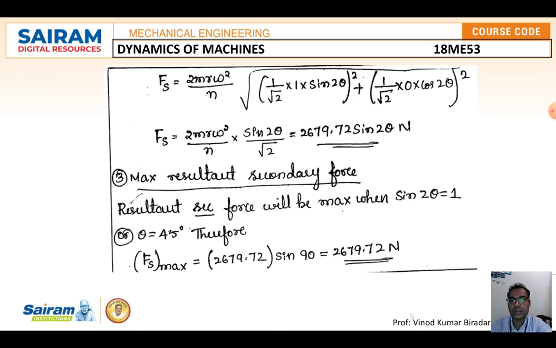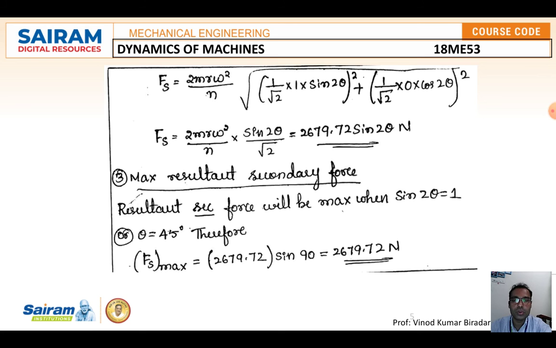Okay, so here the third one is the maximum resultant secondary force. The resultant secondary force will be the maximum when sin 2θ is equal to 1, therefore θ is equal to 45 degrees. Therefore F_s maximum is equal to 2679.72 into sin 90 degrees, so that we are going to get 2679.72 Newton. So this is the maximum resultant secondary force.